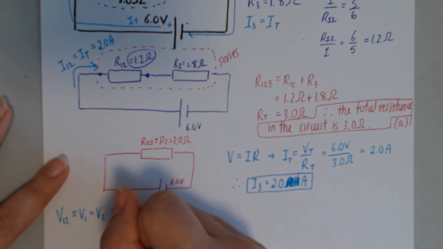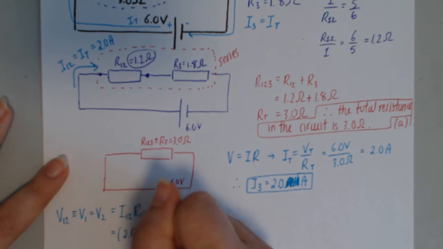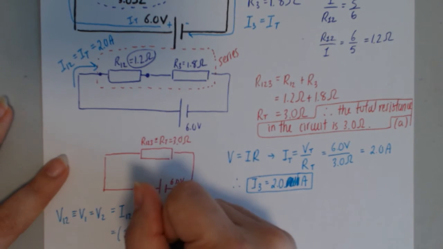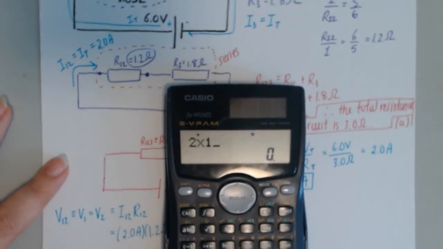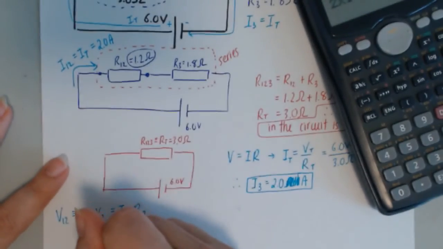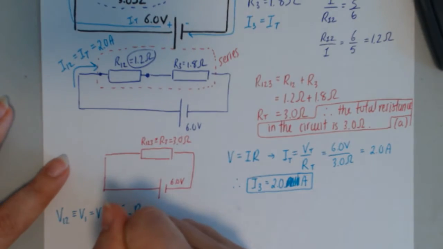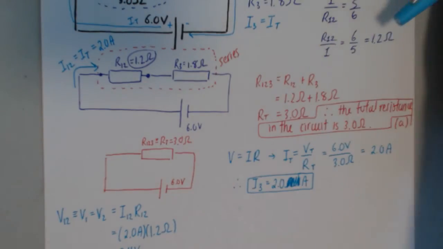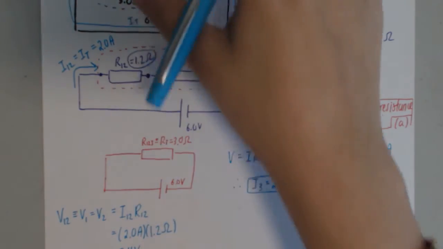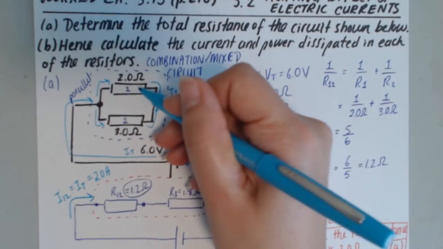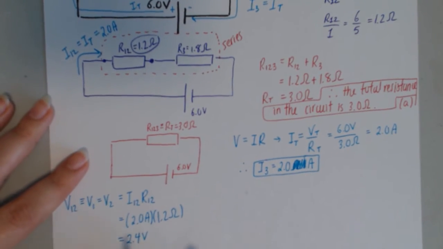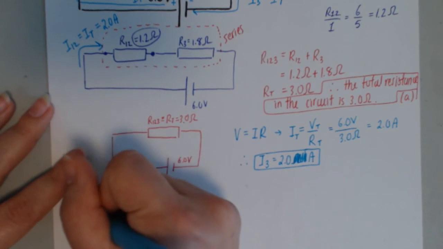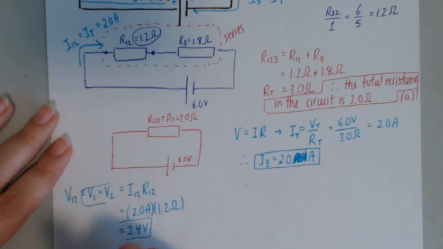So that's equal to 2 amps times 1.2 ohms. So 2 times 1.2 is 2.4. Okay, I definitely did not need the calculator for that. 2.4 volts. Okay, so 2.4 volts is therefore the voltage drop across R1 and also R2, right? So V1 and V2 are also 2.4 volts. Now, why is that important? That's going to help us find the currents.